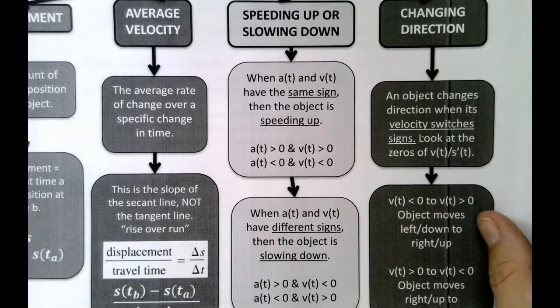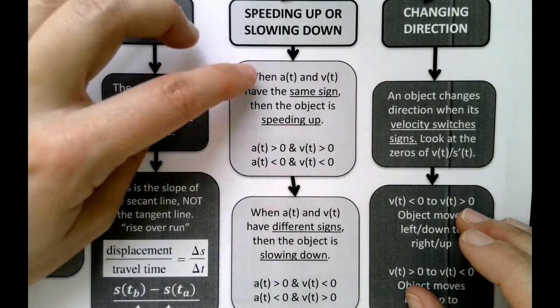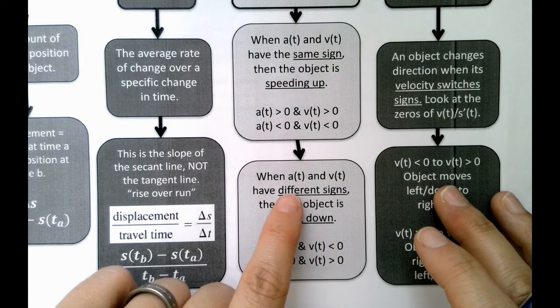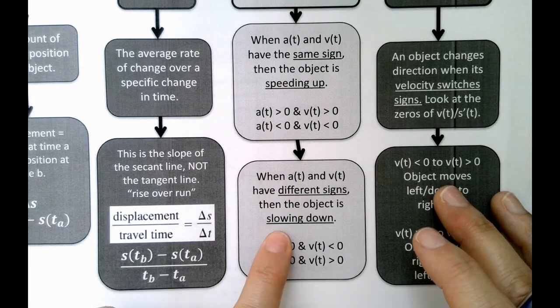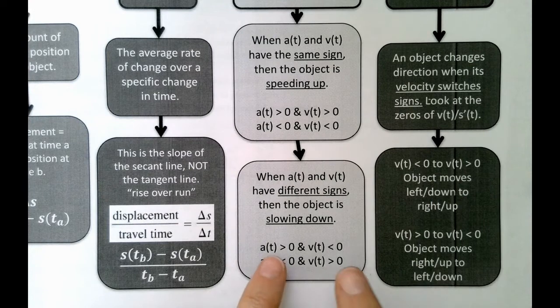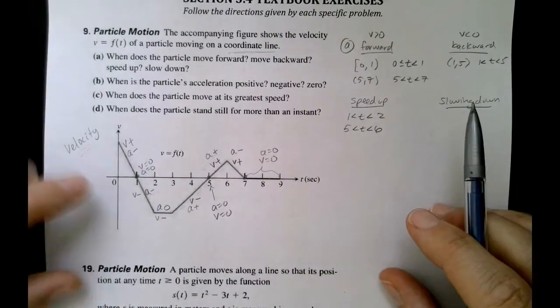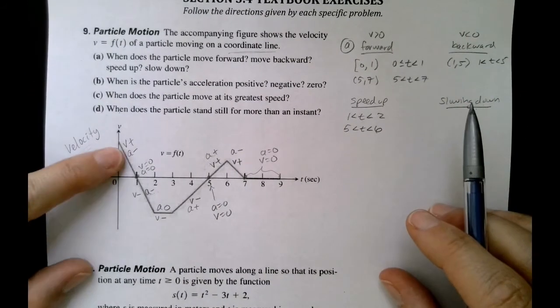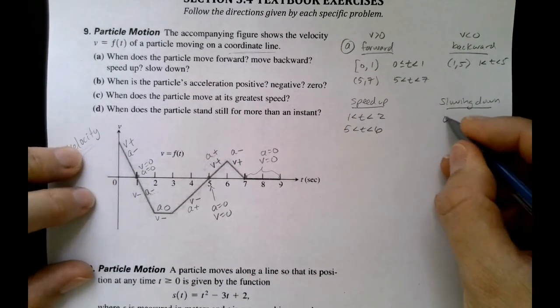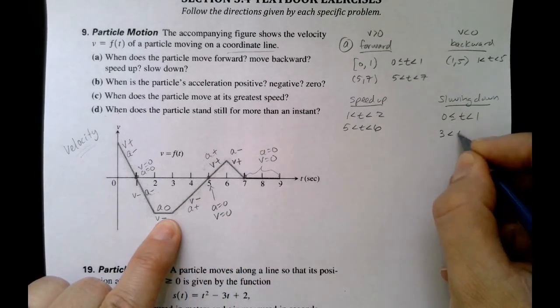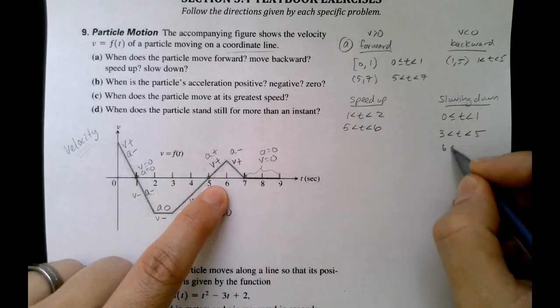Now let's look at slowing down. Let's go back to our tree map. When is your object slowing down? Okay, we look at acceleration and velocity. When acceleration and velocity are different signs, the object slows down. Again, it doesn't matter. If one's positive and one's negative, it's slowing down. When are they different signs? From 0 to 1, 3 to 5, 6 to 7.